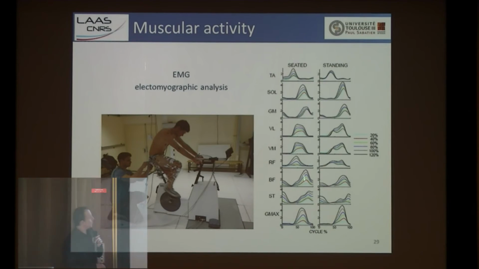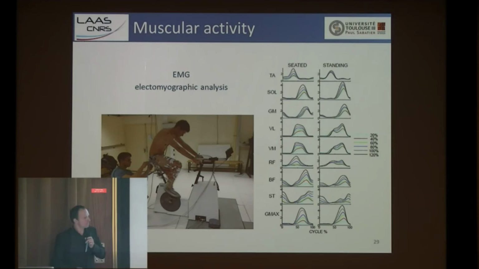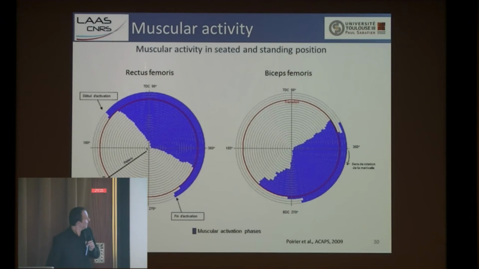So to also extract muscular synergy, we need to measure the activity of superficial muscles using electromyography. So here in this experiment we have measured the activity of 9 muscles. We can see here, for example, again a polar representation of the muscular activity of 2 muscles, the rectus femoris and the biceps femoris.